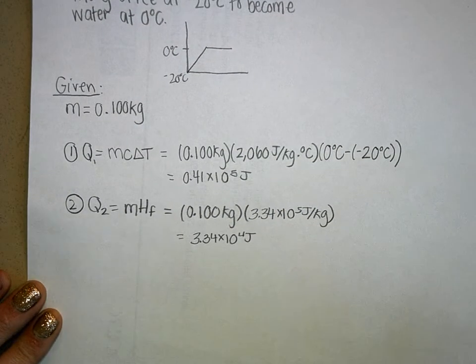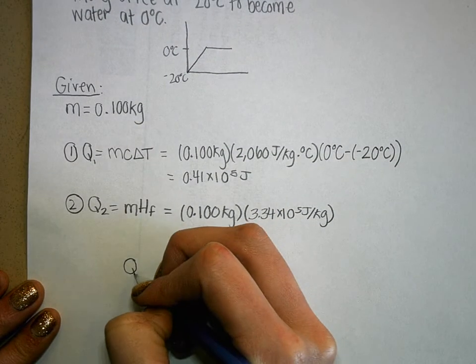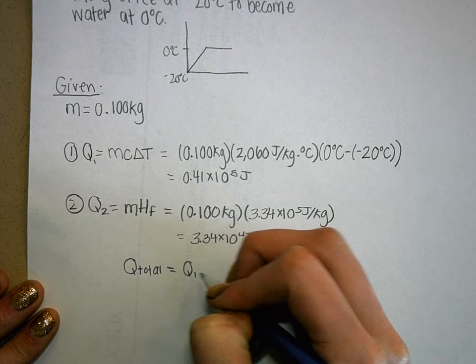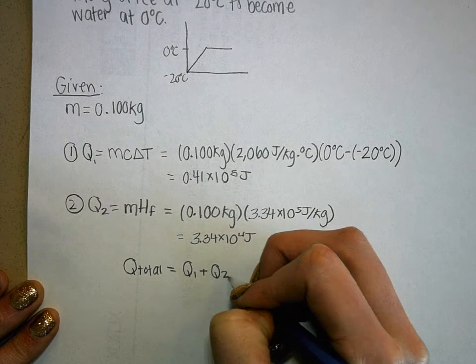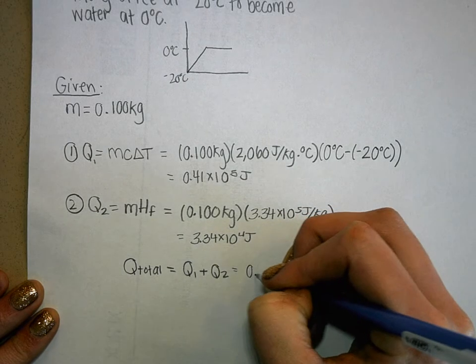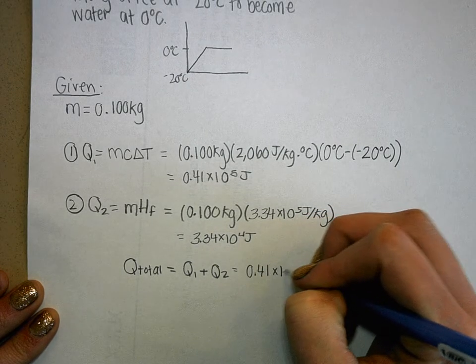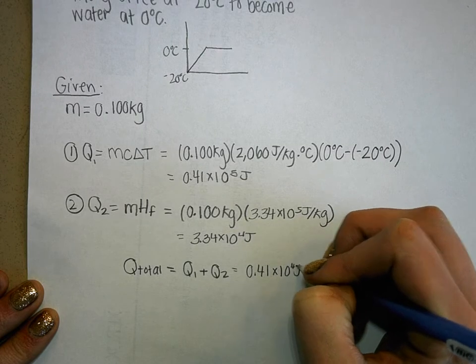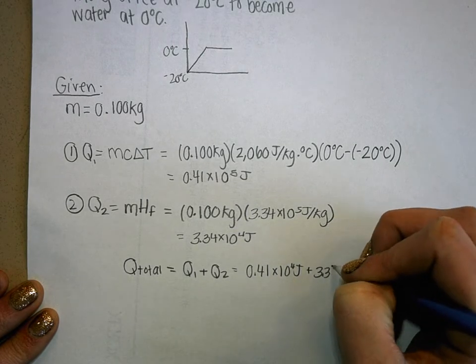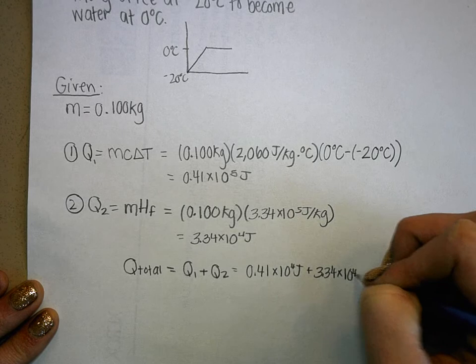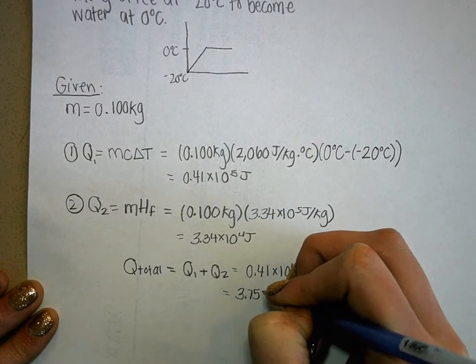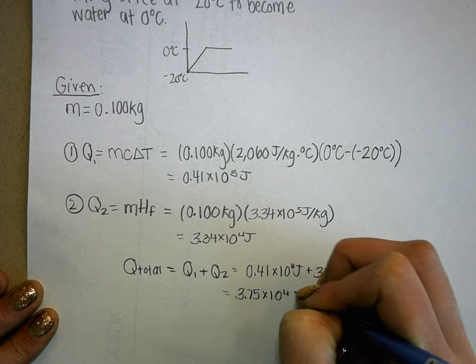Now our next step is to add up all of our heat. So the total heat, Q total, is equal to Q1 plus Q2, 0.41 times 10 to the 4th joules plus 3.34 times 10 to the 4th joules. And our answer is 3.75 times 10 to the 4th joules.